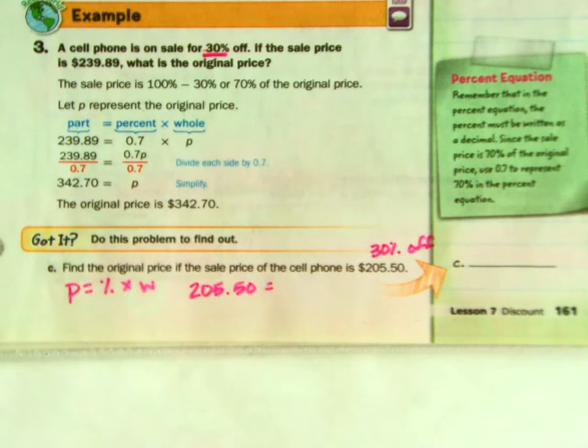Now, we know the percent, but here's the trick with the percent. It's not the percent we get off, it's the percent we're actually paying. So at first we would pay for 100%, but we're getting 30% off, so we're really paying for 70% of this cell phone.